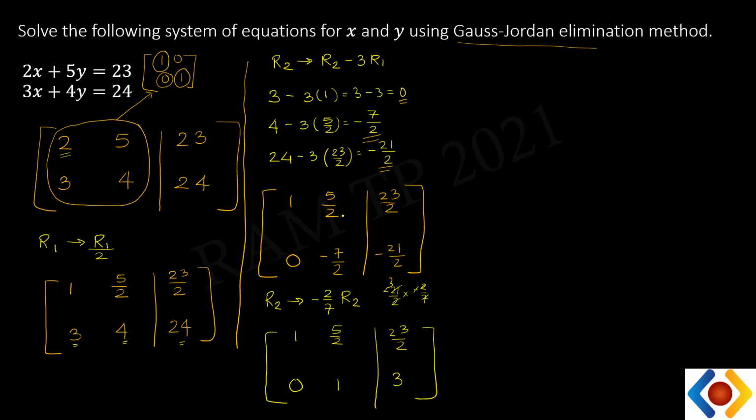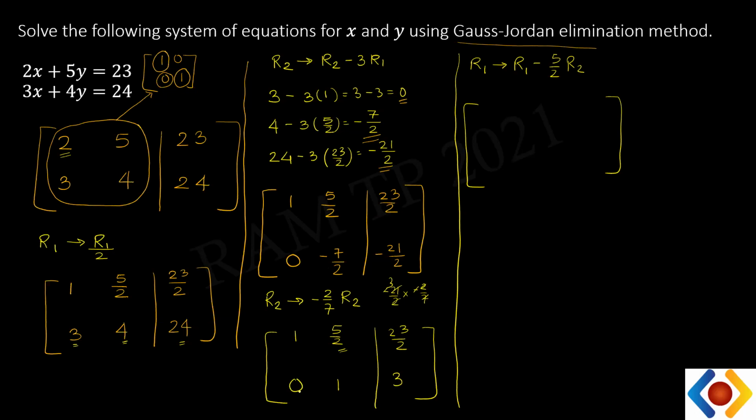Okay. The last part. I want to make this 0. We already got the y solution. So we want to make this 0. I'm changing something in row 1. I'm going to write row 1 is equal to row 1 minus 5 by 2 into row 2, right? Okay, very good. So let's do this now.